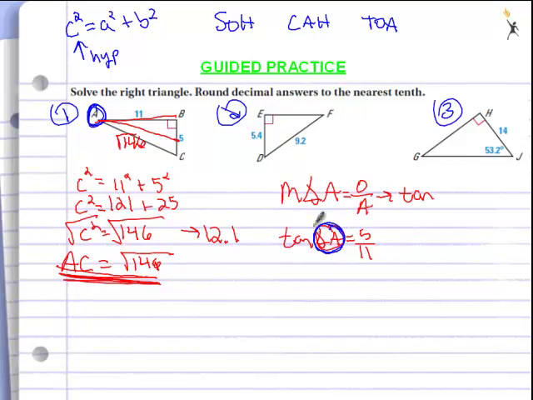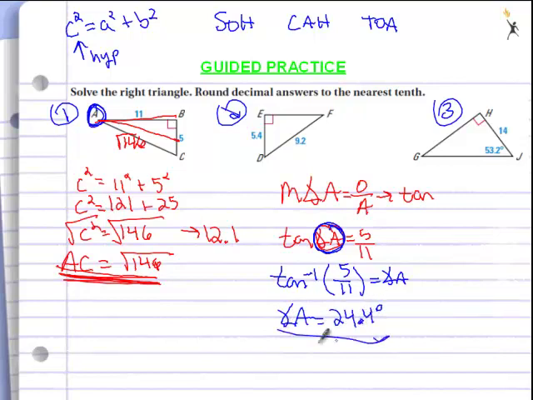Because I'm trying to solve for angle A, I want to do the inverse of this function. I want to undo it. Well, the inverse of the tangent function is the inverse tangent. So the inverse tangent of 5 over 11 will give me angle A. When I punch this into my calculator, the inverse tangent of 5 over 11, and round it to the nearest tenth, I get angle A to equal 24.4 degrees.